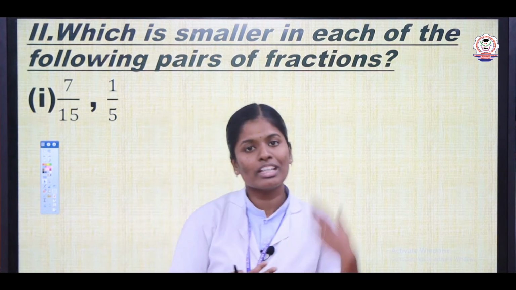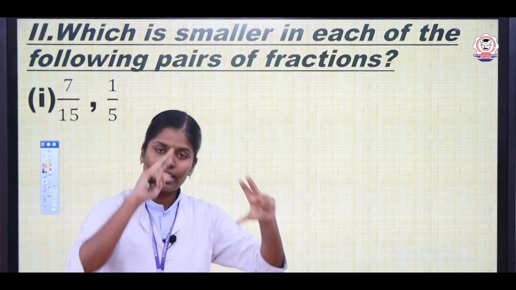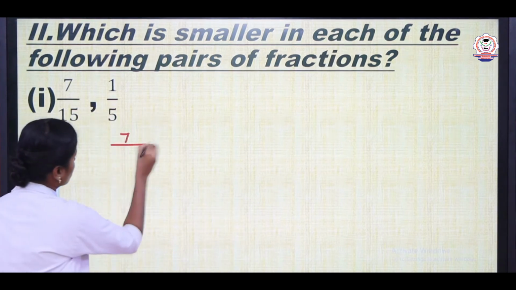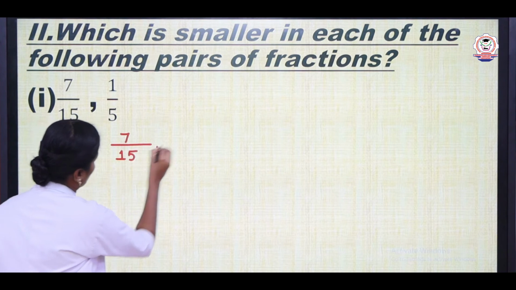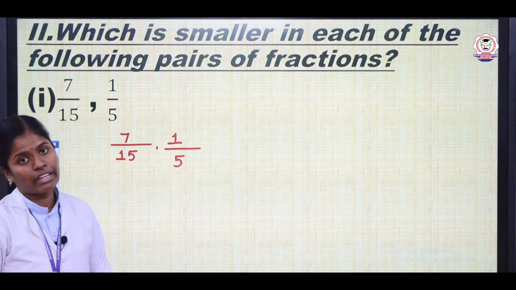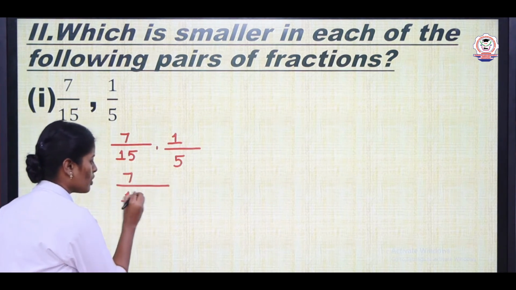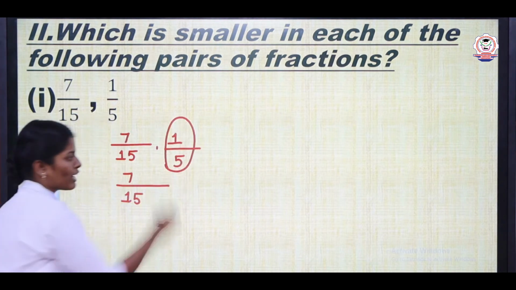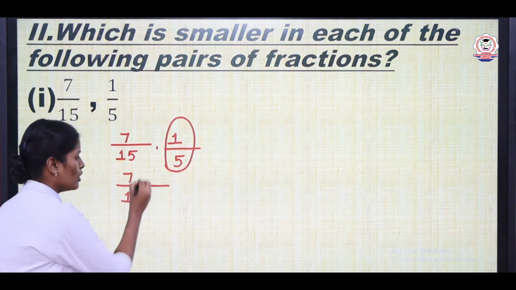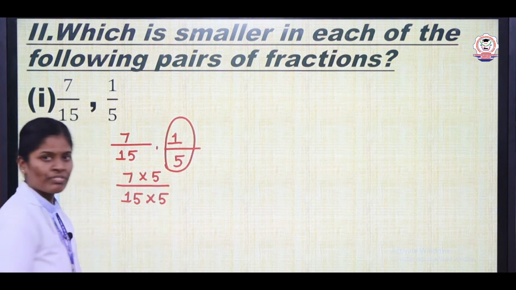So same procedure as for which is greater: first you take the first numerator value, then the second fraction's denominator value. Take 7 by 15 comma 1 by 5. Here first you will take 7 by 15, take the second fraction's denominator value. Here the denominator value is 5. We will multiply both numerator and denominator by 5 and 5.